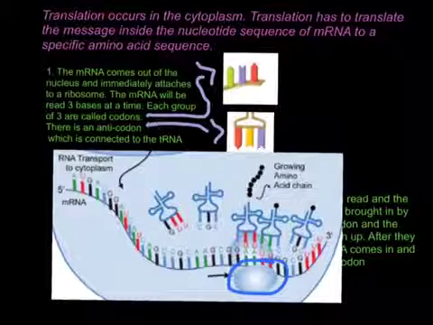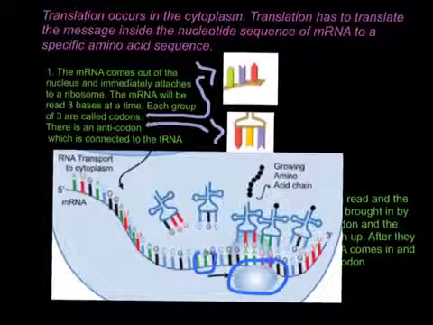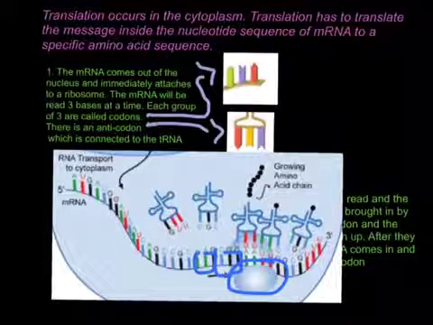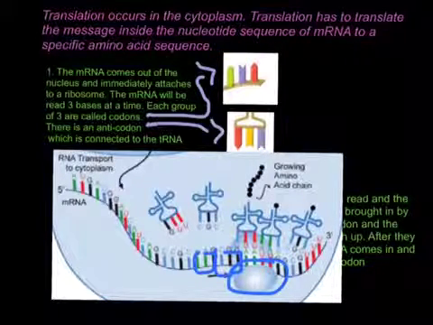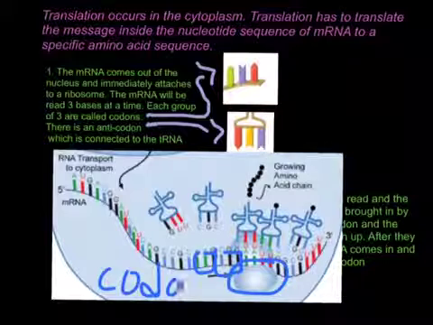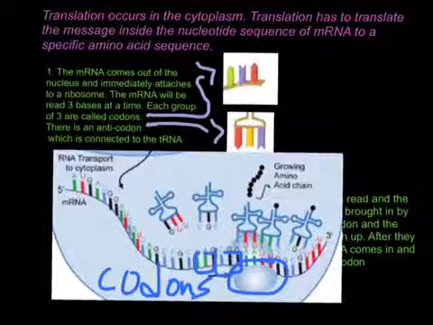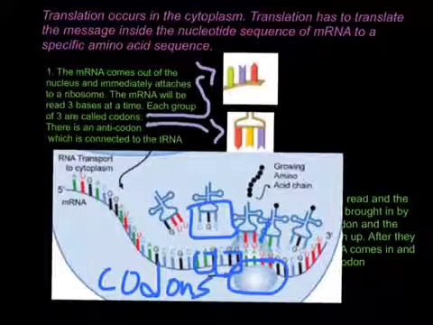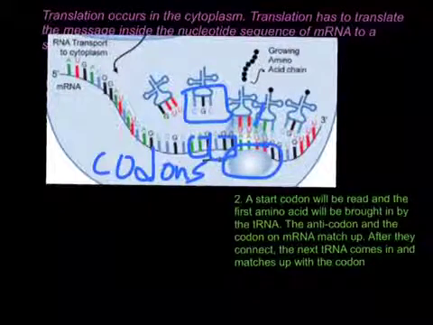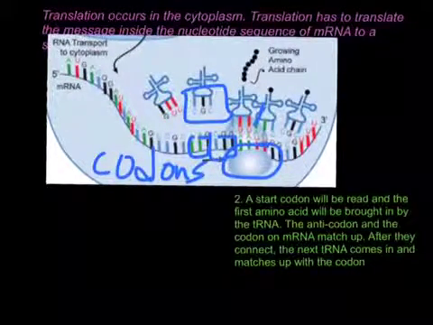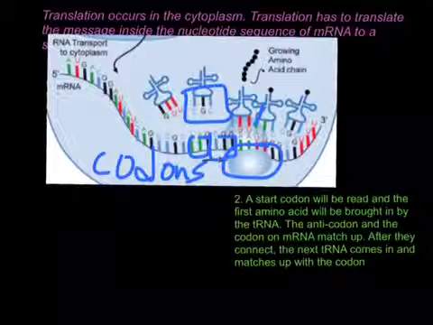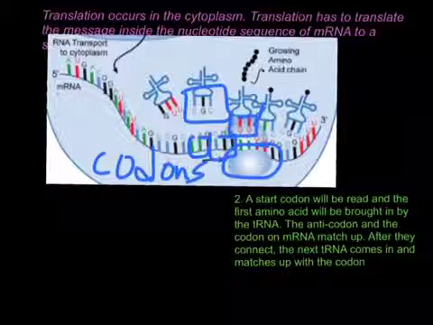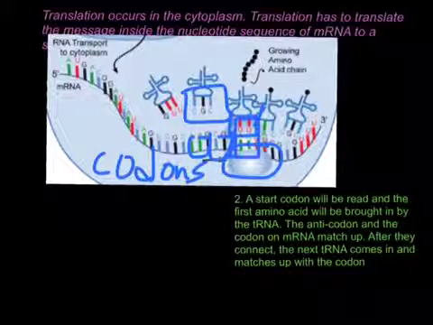The mRNA will be read 3 bases at a time. Each group of 3 are called codons. There is an anticodon which is connected to the tRNA. A start codon will be read, and the first amino acid will be brought in by the tRNA. The anticodon and the codon of the mRNA match up.